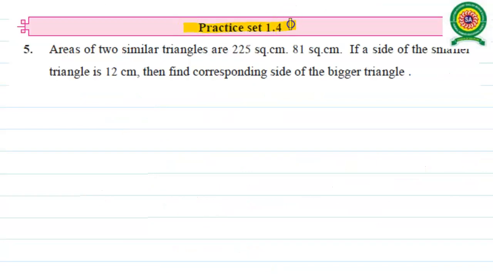Look at question number 5 from practice set 1.4. Areas of two similar triangles are 225 square centimeter and 81 square centimeter. If a side of the smaller triangle is 12 centimeter, then find the corresponding side of the bigger triangle. Whichever triangle has the greatest area is the bigger triangle, and whichever has the least area is the smaller triangle.